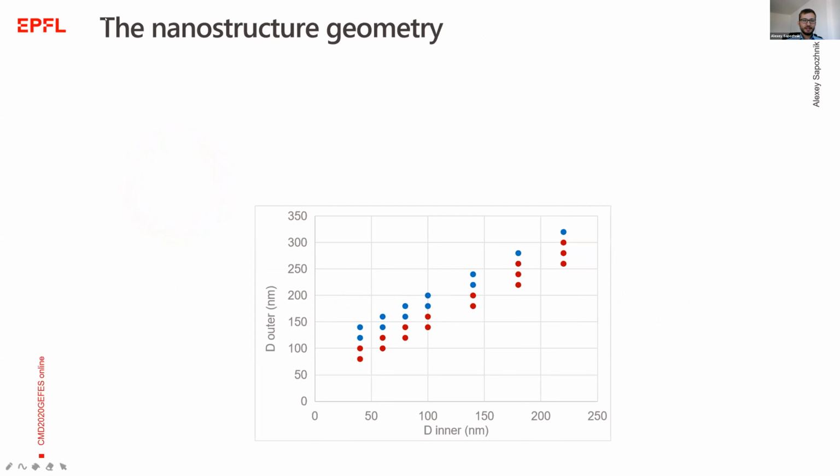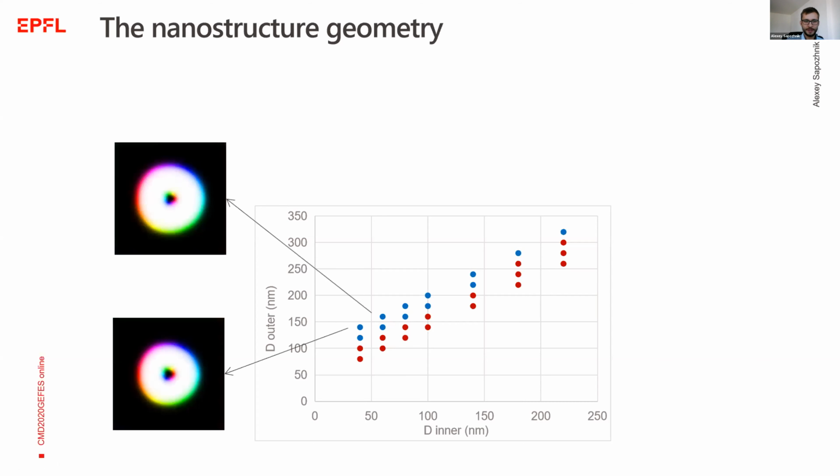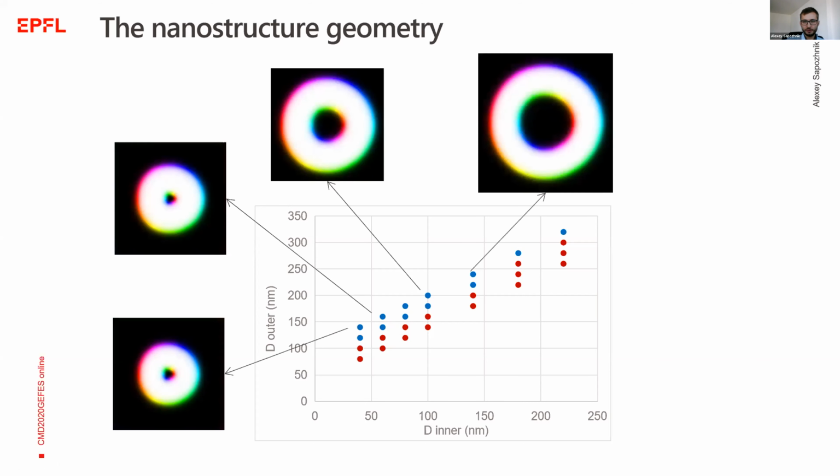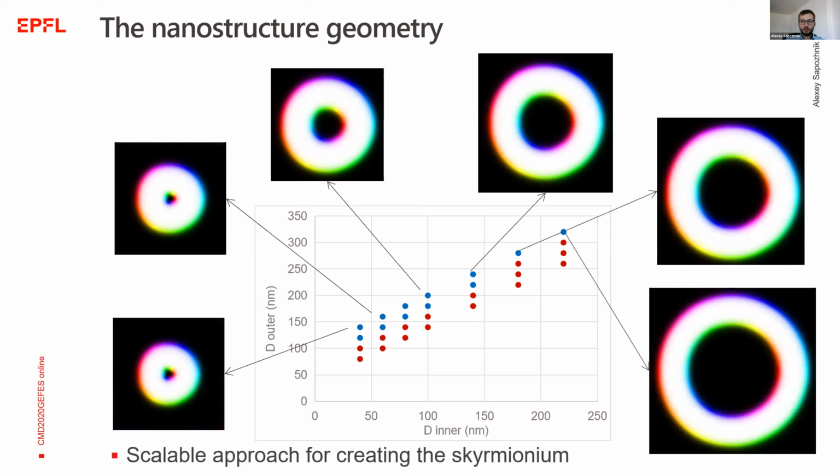The other important question is the nanostructure geometry, namely which nanostructure sizes one can use for creating a skyrmonium while using a circular Austin switch. And as you can see, it is possible to create a skyrmonium for different sizes of the nanostructures, with the skyrmonium size proportional to the nanostructure size. And this scalable approach is favorable either for initial proof of principle studies, when larger nanostructures can be fabricated more easily than small nanostructures, or for applications which require as small a nanostructure as possible.